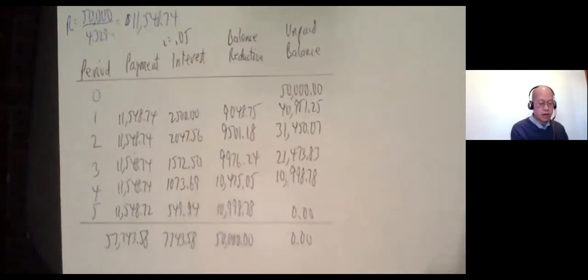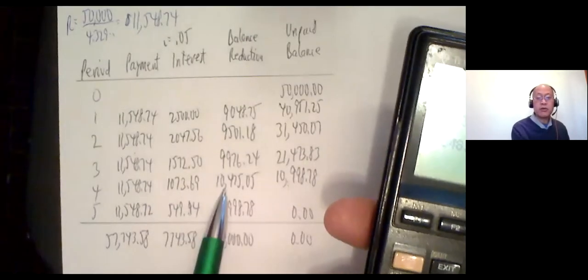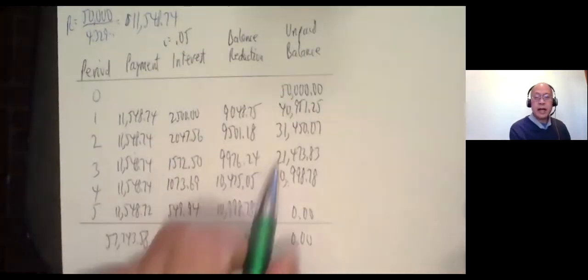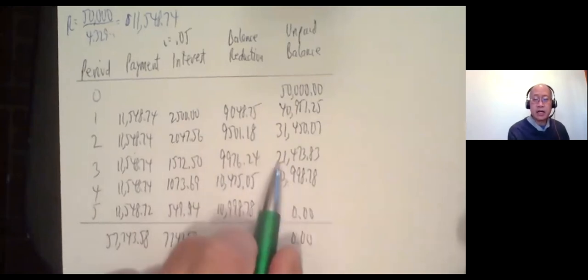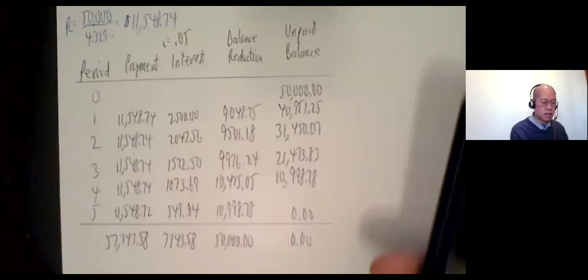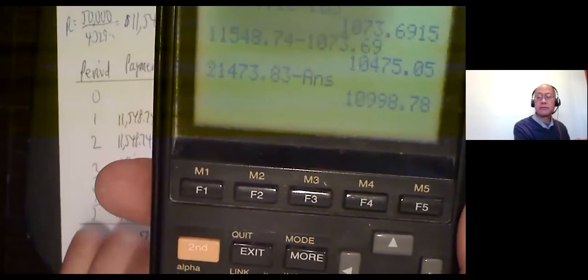So 11,548.74 minus 1073.69. So that minus that, 10,475.05. Okay, that's right here. Then I get to subtract that minus that is that. So 21,473.83 minus this one, which I'll just hit answer key, 10,998.78.